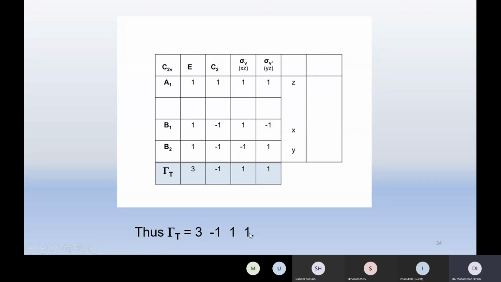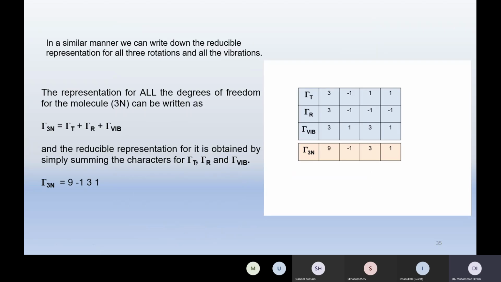4 आते हैं. In a similar manner, we can write down the reducible representation for all three rotations and all the vibrations. तो आप रोटेशंस के लिए भी इस तरह डिराइव कर सकते हैं, वाइब्रेशंस के लिए भी इस तरह डिराइव कर सकते हैं. रोटेशंस के लिए जब आप डिराइव करेंगे तो आप सिर्फ रोटेशनल वेक्टर को कंसिडर करेंगे. तो जब वो आपने डिराइव कर दिया सो दिस इज इक्वल टू 3, -1, -1, -1. वाइब्रेशन के लिए जब डिराइव करेंगे सो दिस इज 3, 1, 3 एंड 1.